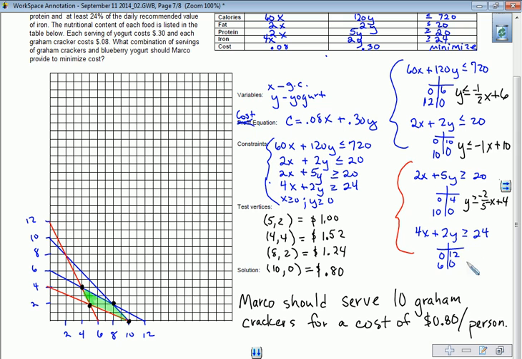This would have been y is greater than or equal to negative 2/5 x plus 4. And this one would have been y is greater than or equal to negative 2x plus 12. But you should be proficient at all methods of graphing. So I don't want you to just be dependent on slope-intercept. I want you to be just as happy with graphing using your x and y intercepts.